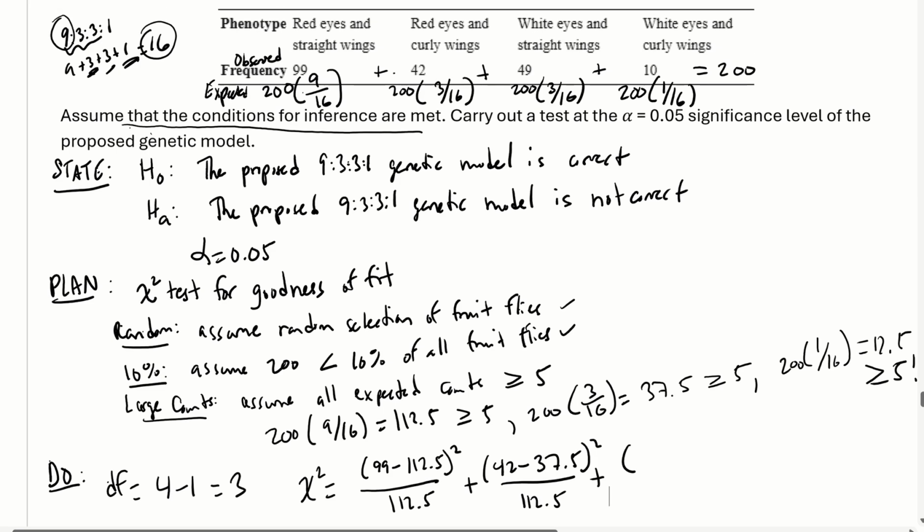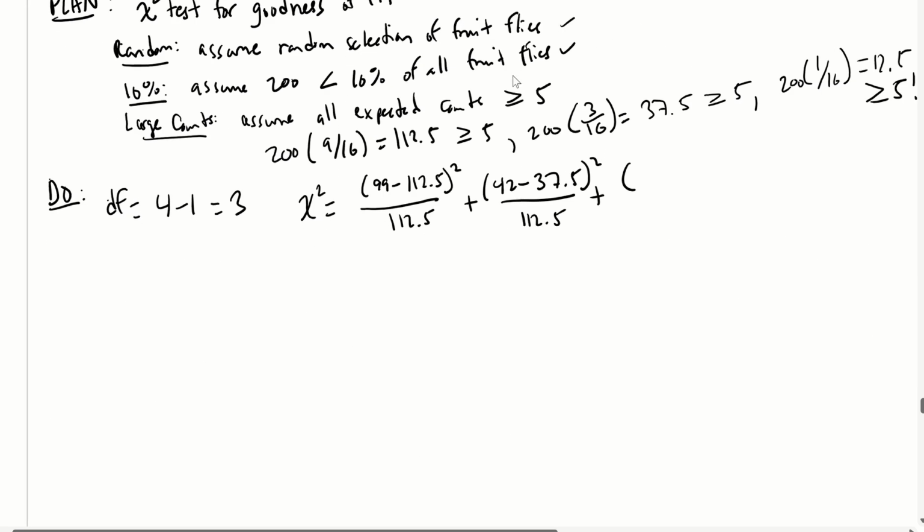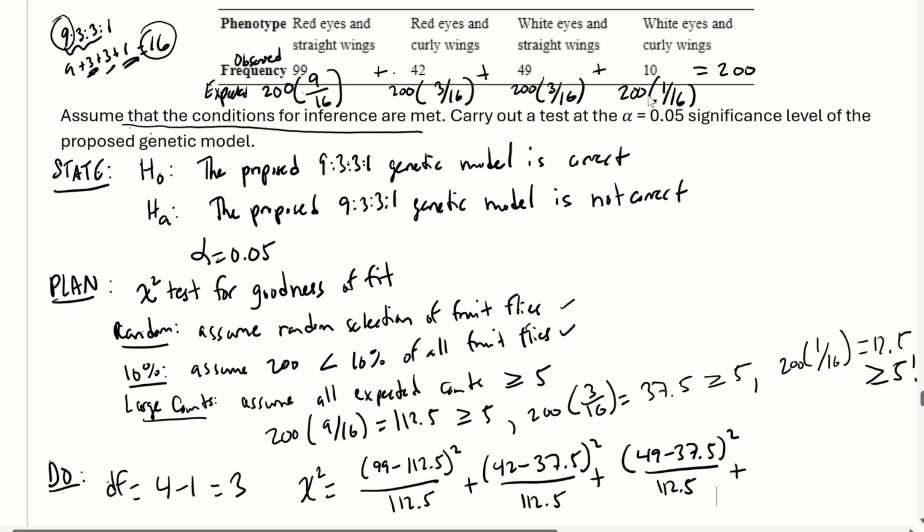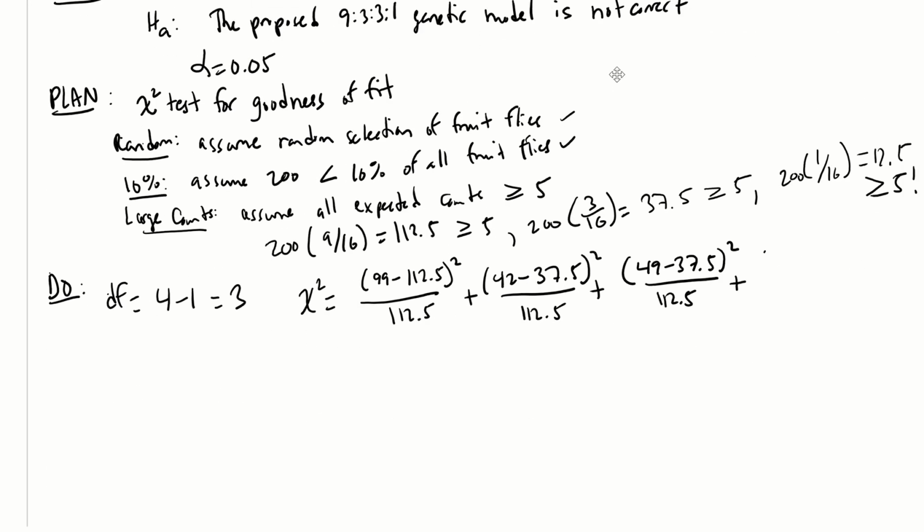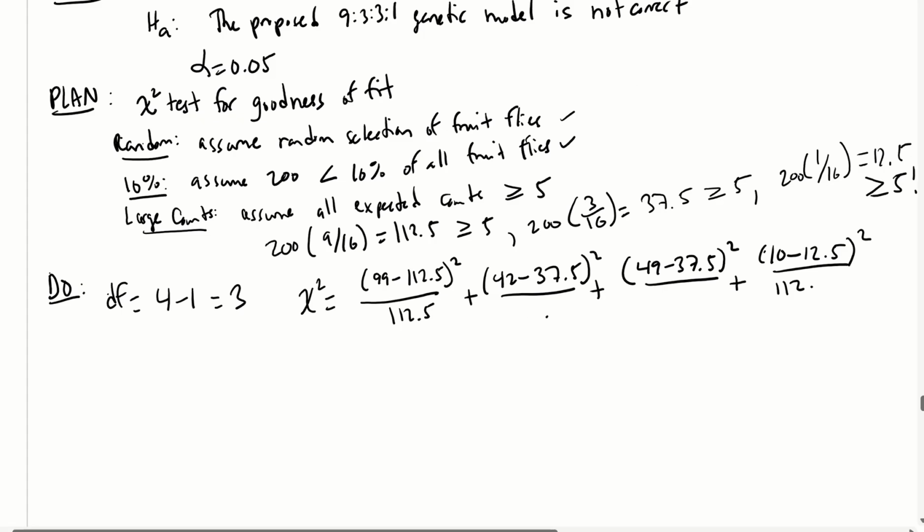And for the white eyes, straight wings, 49. And the last one, 10. So 10, and then we expected them to be 12.5. Oops, I put 12.5. I'm sorry about that. I need to fix that. This is the expected 37.5. They're different. These two are the same, but the first and last are different. Sorry about that.